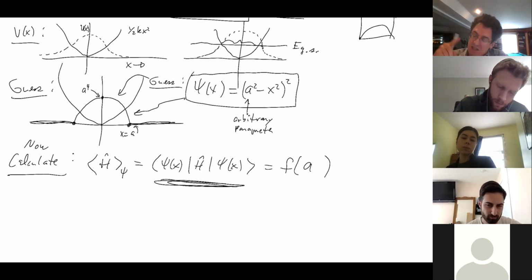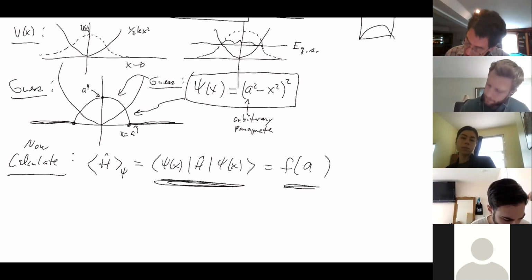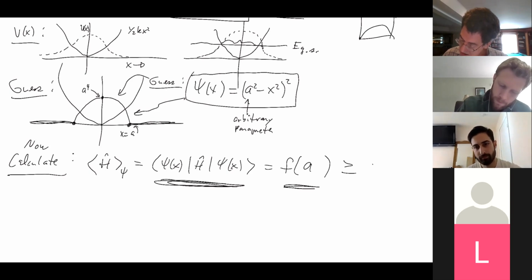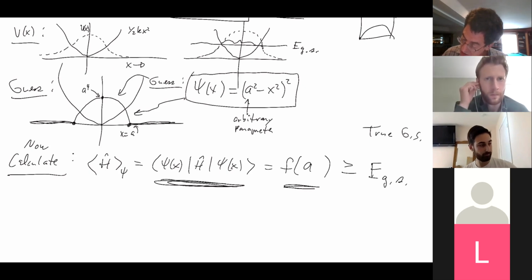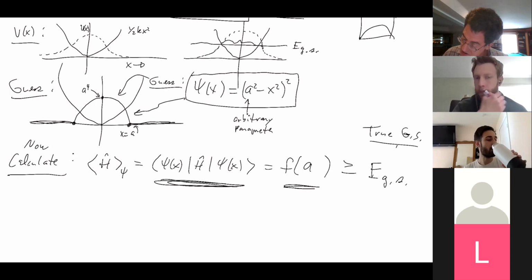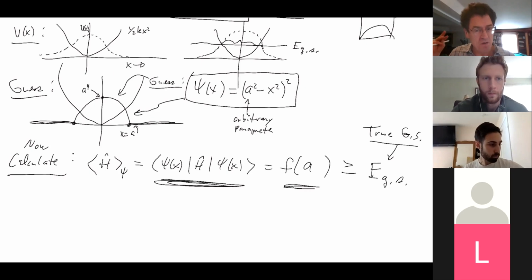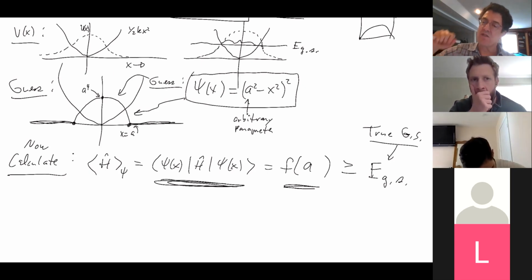And when I calculate this, I'm going to get this function of a, whatever the heck it is. I know that this function is greater than or equal to what? The true ground state energy. I don't even know what the ground state energy is, but all I know is that whatever it is, this function of a is bigger than that. And that's actually a very profound statement, because what that means is that if I plug in any value of a, the number I get is always greater than the ground state energy or equal to it, for every a.